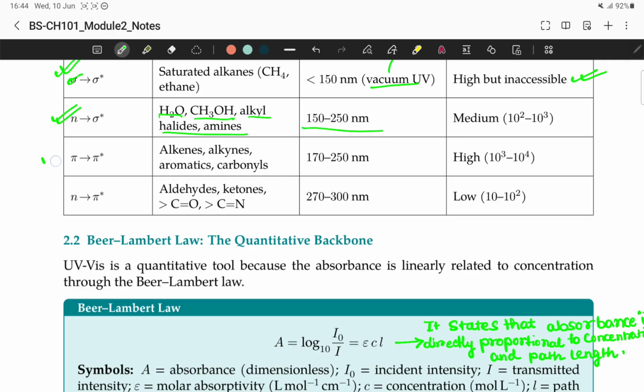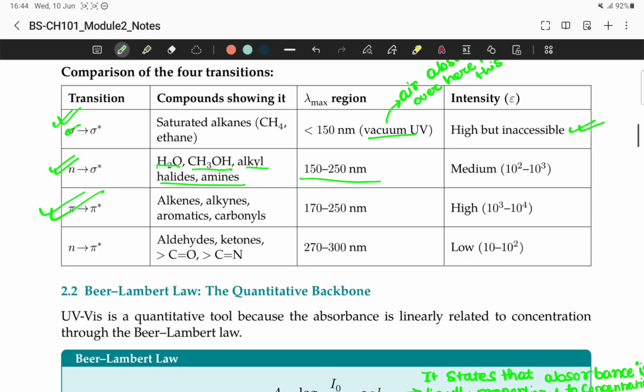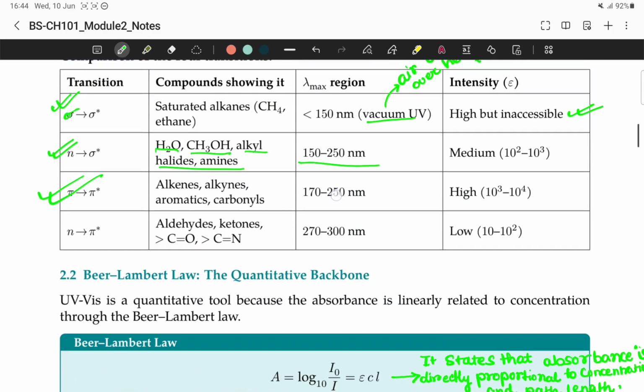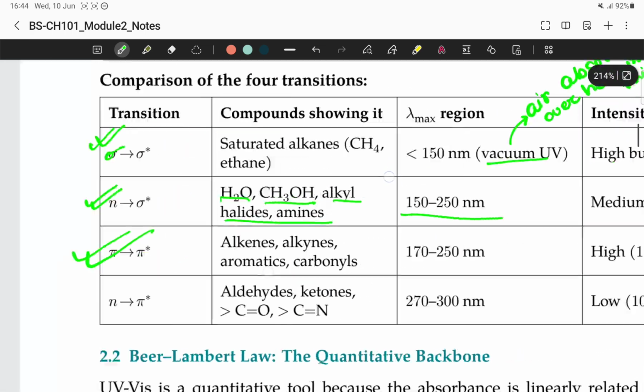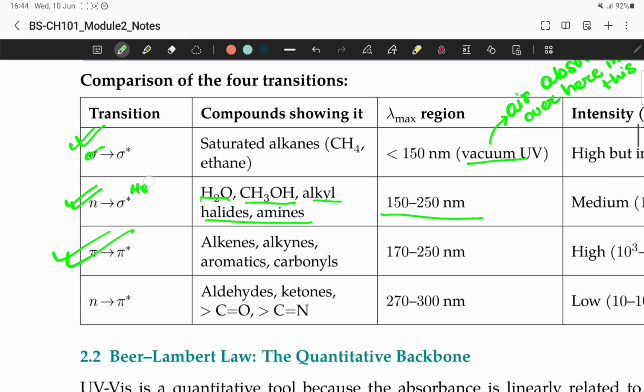Then we have pi to pi star. Pi to pi star is actually the conjugation transition. I guess you have learnt about it already several times. This is our heteroatom transition, and this is our conjugation.